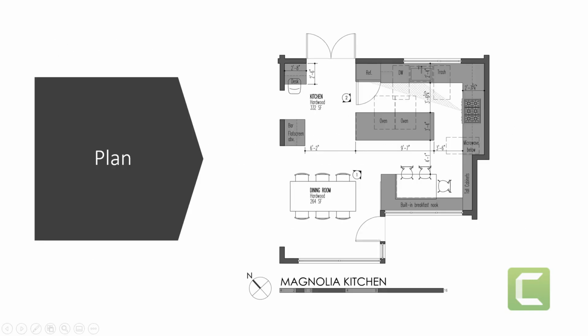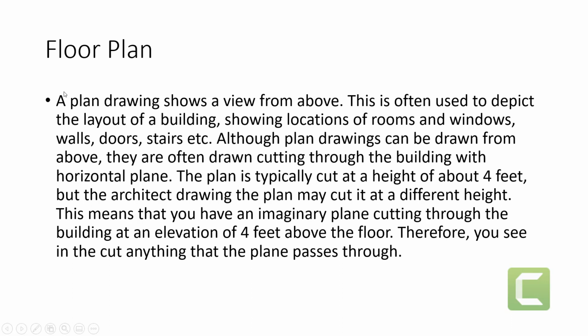Okay, so a floor plan. A floor plan shows a view from above. By definition, you're cutting at 4 feet and then you're looking down. That's pretty much what it is. You're looking down at countertops. You are able to see cabinets. You are able to see, but you're looking straight down. And that's not enough to build a building.